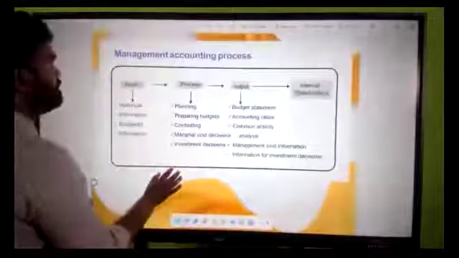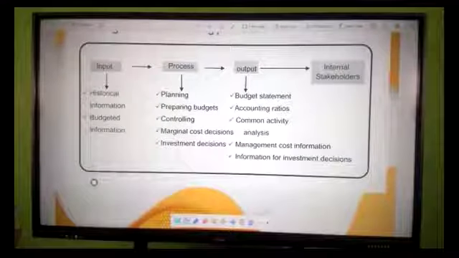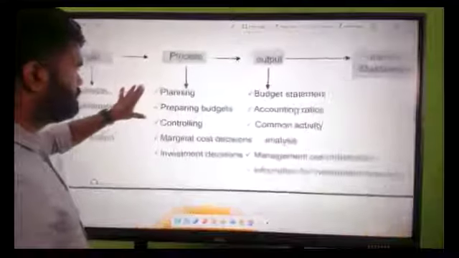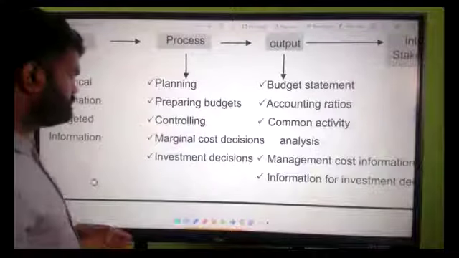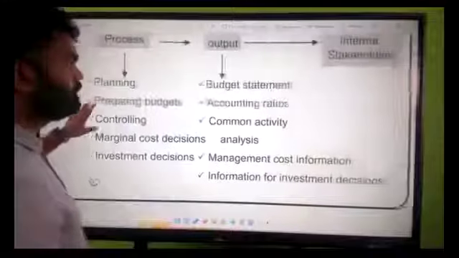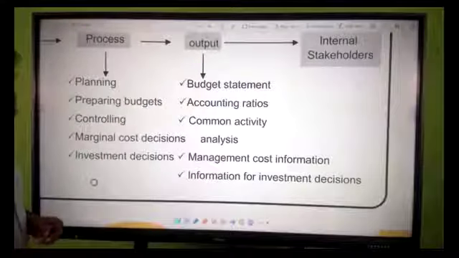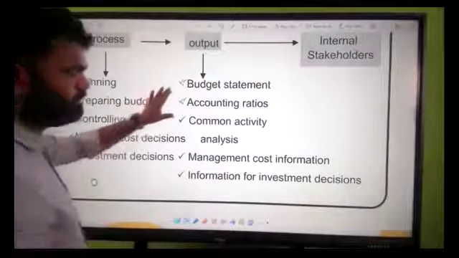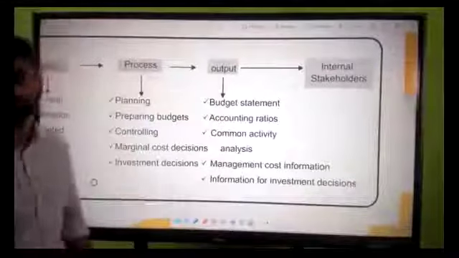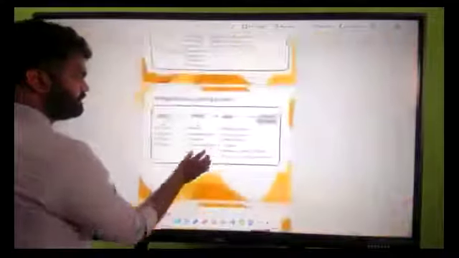Management accounting process. This is also very important. What are the inputs? Historical and budgeted information. Right? Process: planning, preparing of budgets, controlling, marginal decision analysis, investment decisions. Output: budget statements, accounting ratios, cost activity analysis, management cost information, information for investment decisions, and the users are always internal stakeholders. Right? This is the process of management accounting. Okay, now let's go for the next part.